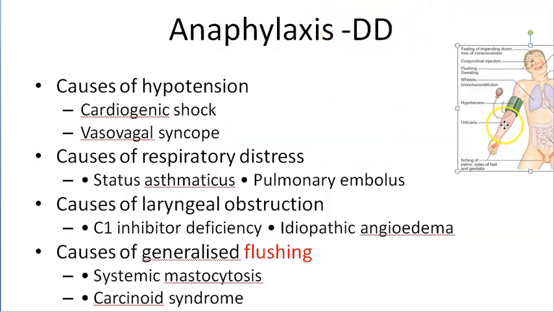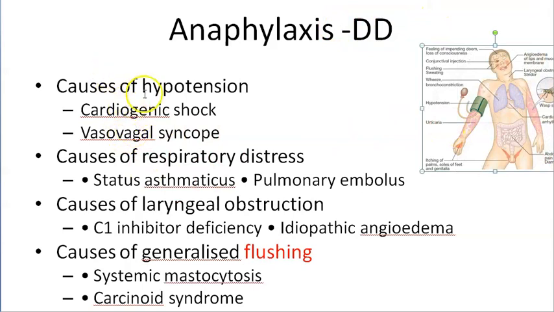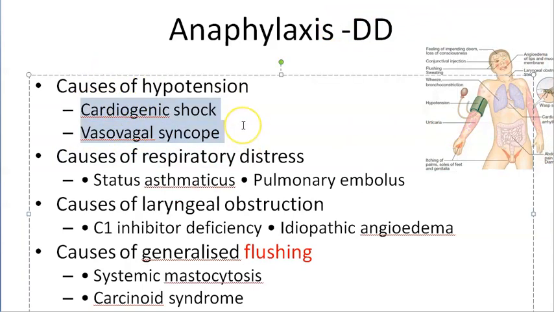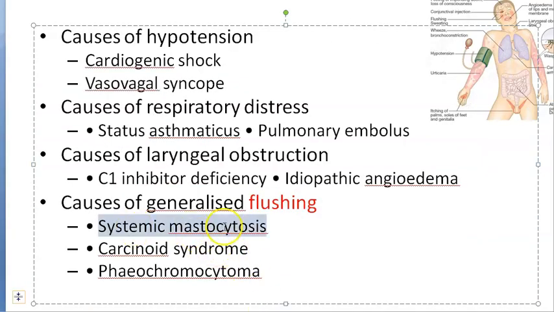If somebody is having an anaphylaxis, always keep in mind the differentials. For hypotension, it could be a cardiogenic shock or a vasovagal syncope. For respiratory distress, it could be a status asthmaticus or a pulmonary embolus. For laryngeal obstruction, it could be a C1 inhibitor deficiency or idiopathic angioedema, or there could be a generalized flushing because of systemic mastocytosis, carcinoid syndrome, pheochromocytoma. Carcinoid syndrome is that paraneoplastic syndrome.